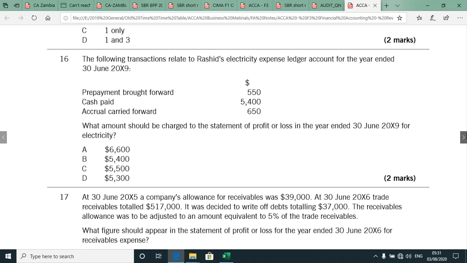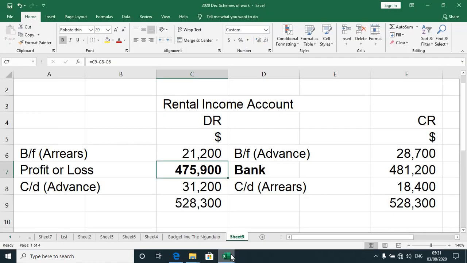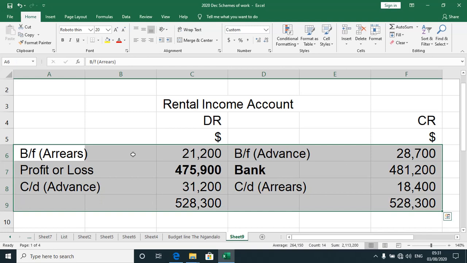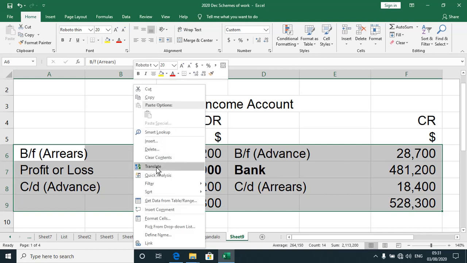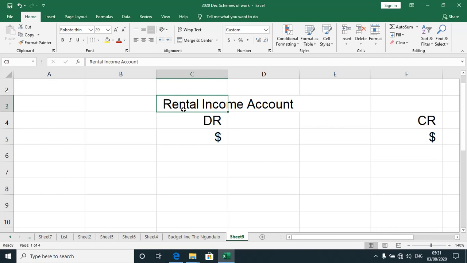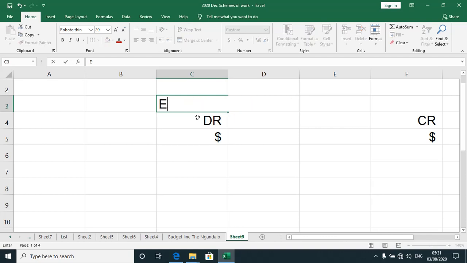The following transaction relates to Rashid electricity expense ledger account for the year ended 30th June 20X9. What amount should be charged to the statement of profit or loss in the year ended 30th June X9? We have to get on to the T account again, and I'm so glad that there is some data here that we can run with. This is an expense account, so I need to clear content. What do I have here? Electricity. I need to change that.